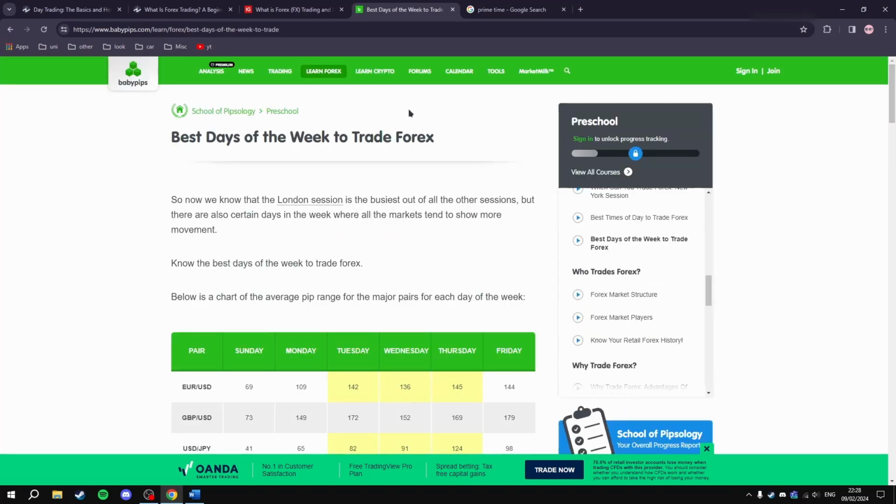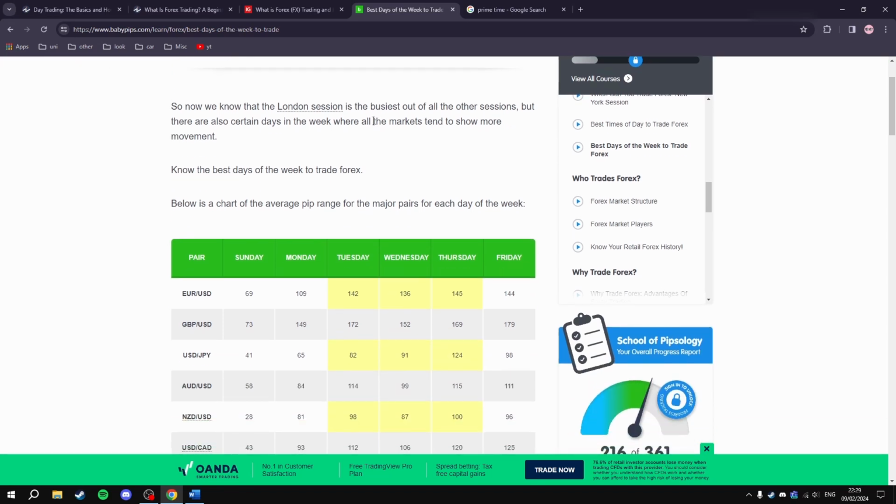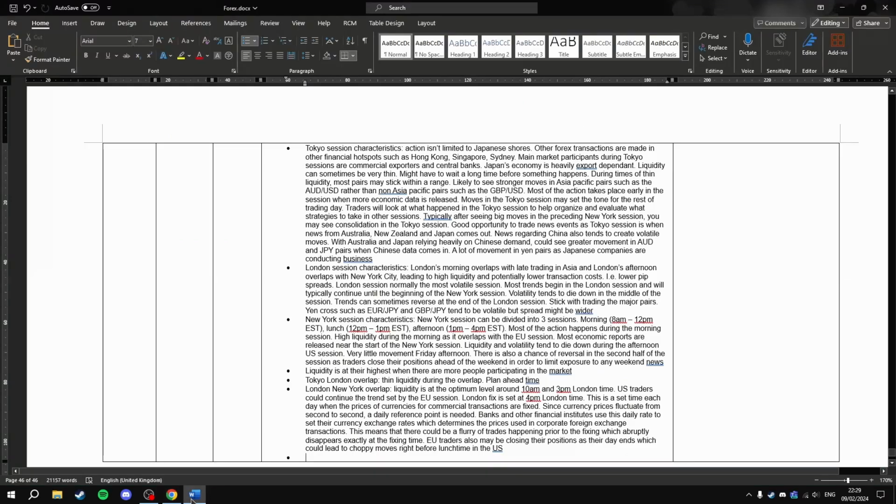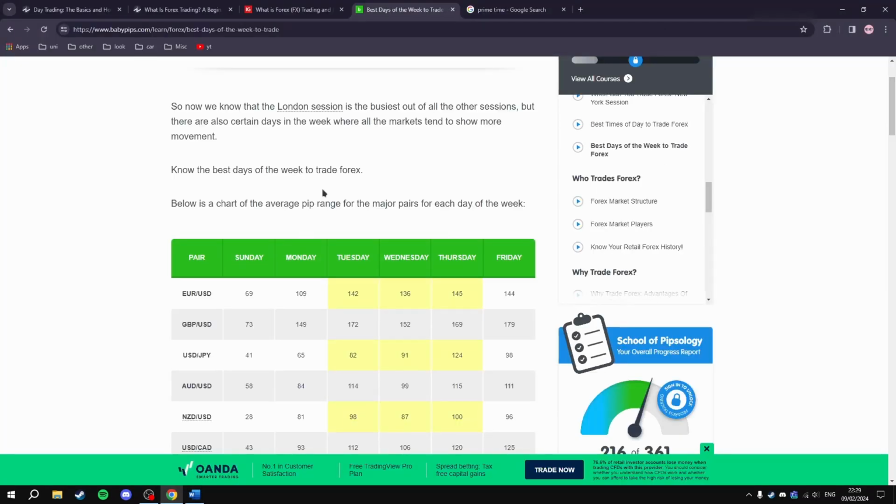Best day of the week to trade Forex. So now we know that the London session is the busiest out of all the other sessions, but there are also certain days in the week where all the markets tend to show more movement. Know the best day of the week to trade Forex. Below is a chart of the average pip range for the major pairs of each day of the week.